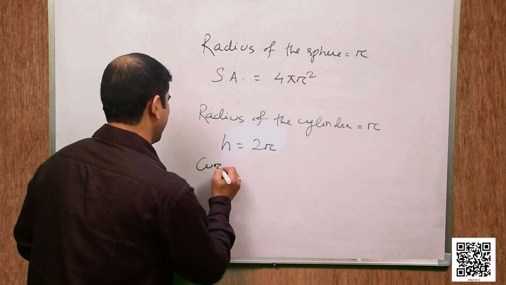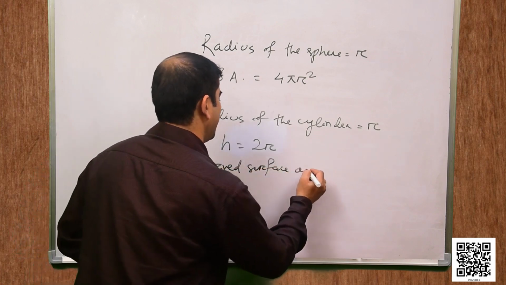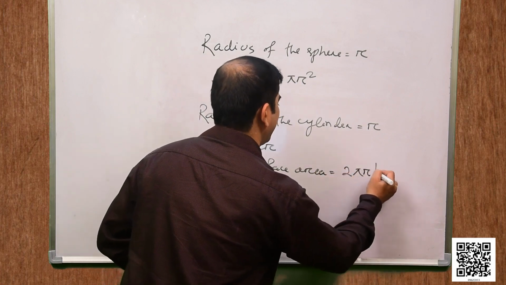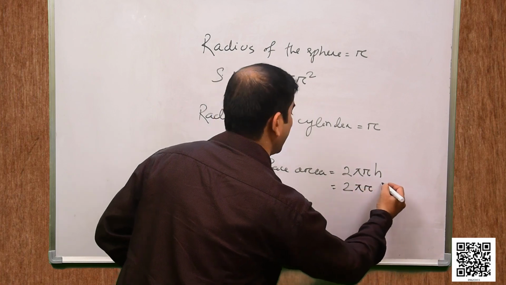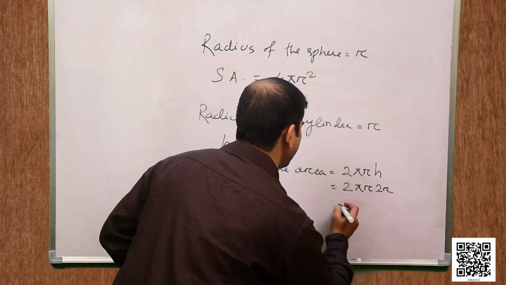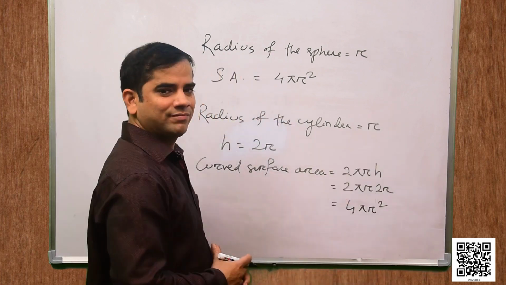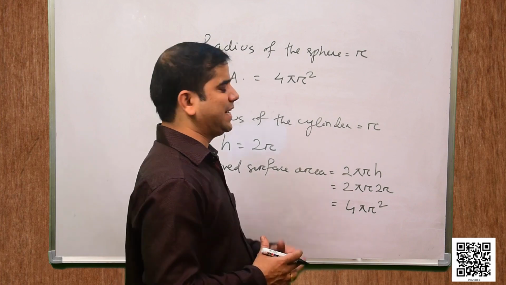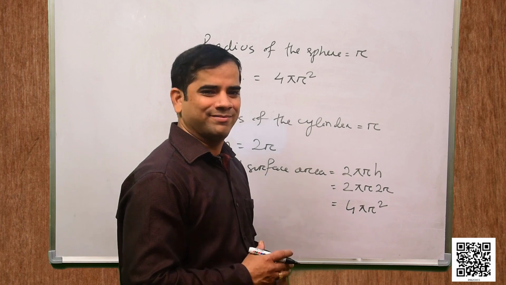So, curved surface area is equal to 2 pi r h, and we will substitute the value of h as 2r, which is equal to 4 pi r square. Now we have found the curved surface area of the cylinder to be 4 pi r square.